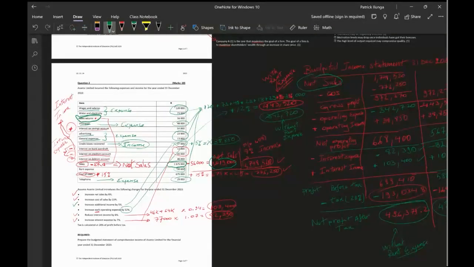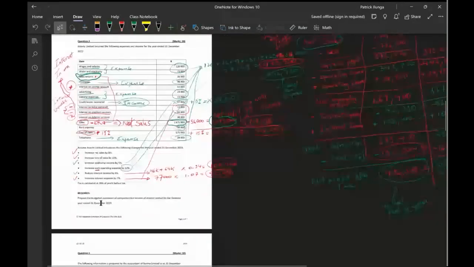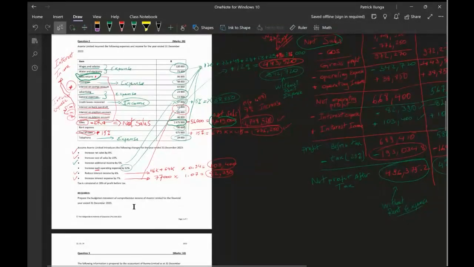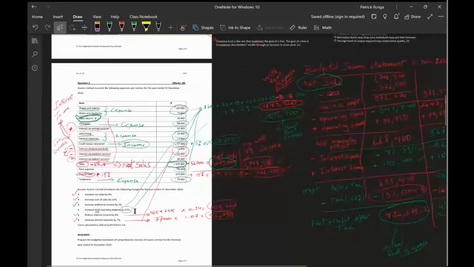But now you are also doing a type of budget, because assume Asante Limited introduced the following changes. They give the increases and the decreases, and they ask you to prepare a budgeted statement of comprehensive income. Budgeted means future; you are planning for the future. They also tell you that there will be a net increase of 8% in sales. That's basically what you did here. So the actual net sales is this.